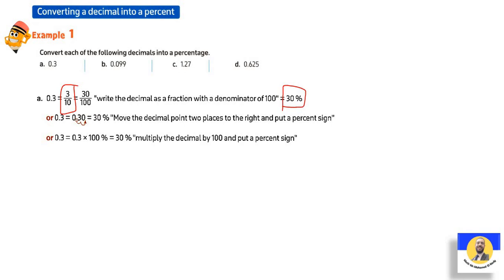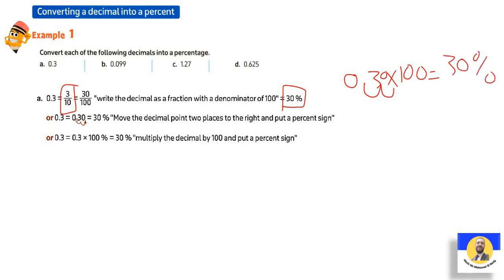طيب في ميثود تانية يا مستر قال لي ممكن ناخد ال 0.3 و any number or fraction you want to change into percent بس تروح تعمل له times 100 واول ما اعمله times 100 so move a decimal point 2 places so put here extra 0 so it will be 30%.